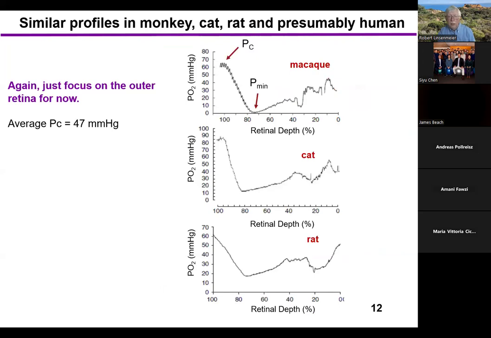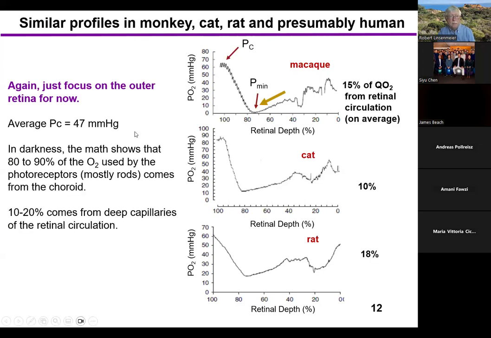We have similar profiles in monkeys and in cats and in rats. The average PO2 at the choroid, PC here, across lots of experiments and lots of profiles, is actually 47. So these actually show PO2s that are unusually high. But there is a lot of variability in choroidal PO2.